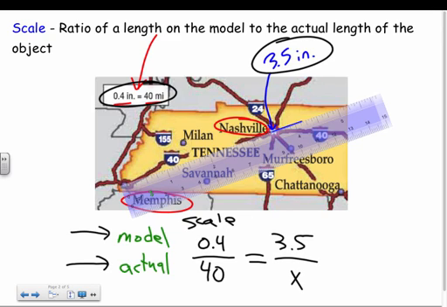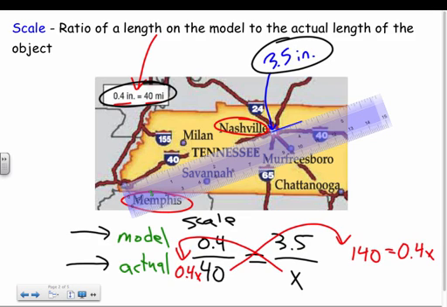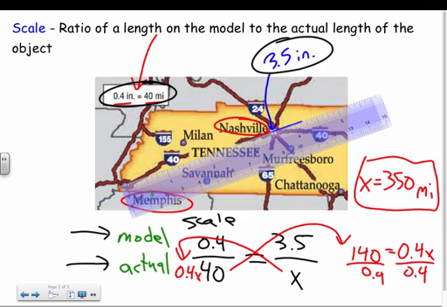So we grab our calculator, 3.5 times 40, take our cross product, and we get 140. And we set that equal to 0.4x. To solve for x, we divide by 0.4. 140 divided by 0.4, x equals 350. And always have a label. Well, 350, this is in real life, miles. And that should make sense.